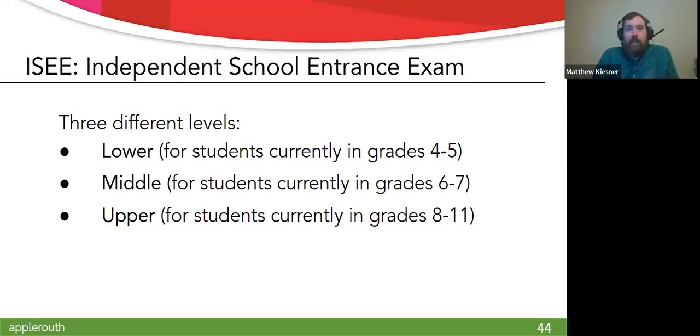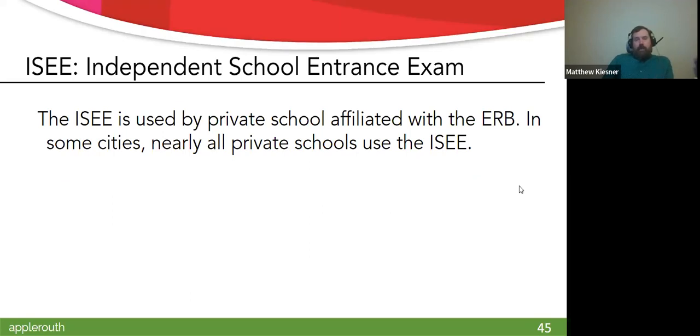The Independent School Entrance Exam is just a different exam from a different test provider, and it has its own scoring and its own rules. There are 3 different levels on this: lower, middle, and upper. The only thing that's different is that in the SSAT, a 5th grader would take the middle level test, but on the ISEE, the 5th grader would take the lower test. That's the big difference in how they split things. It's used for schools that are affiliated with the ERB. The SSAT and the ISEE are like the SAT and ACT, or Coke and Pepsi. They're just two different companies providing a similar thing.